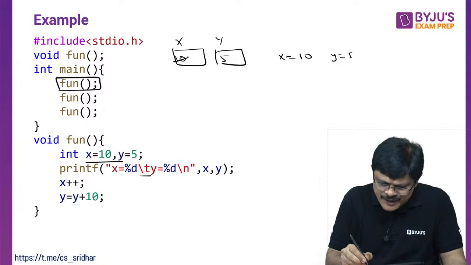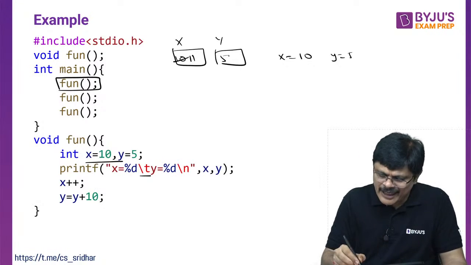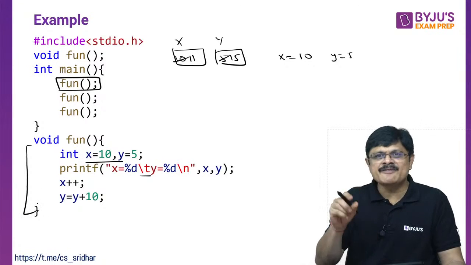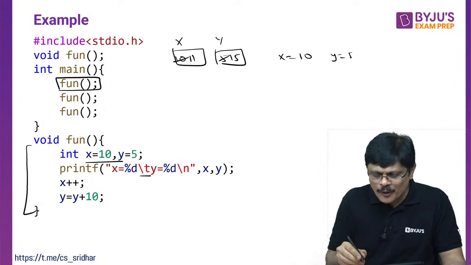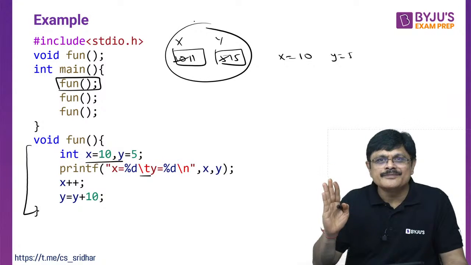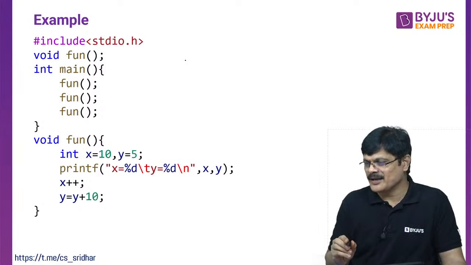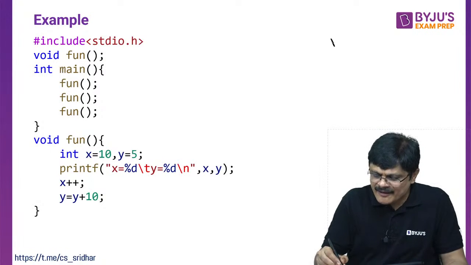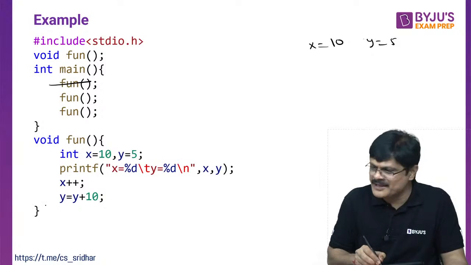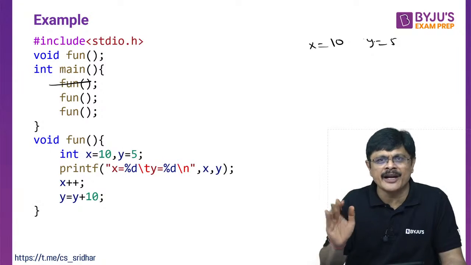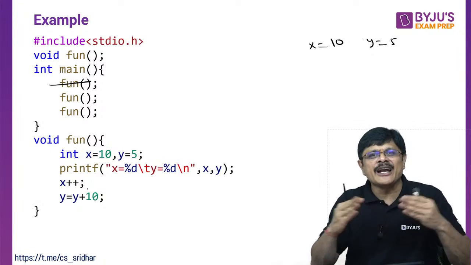After that, x value is modified to 11, y value is modified to 15. But this function is completed. So this memory is removed, this particular memory is erased, my dear friends. Already what is printed, sir? 10 and 5 is printed. First time when you call this function, x is 10, y is 5 is printed. X value modified, y value modified. But once it is done, the values are erased.